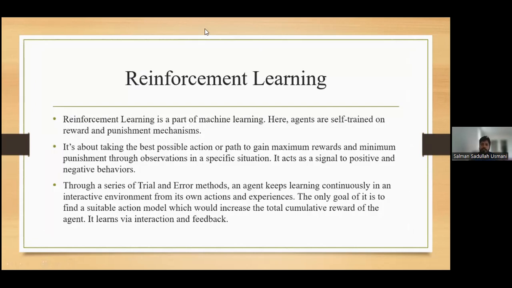Okay, if there is any question till now, I'll be happy to take them. Then we'll move to reinforcement learning, which is.